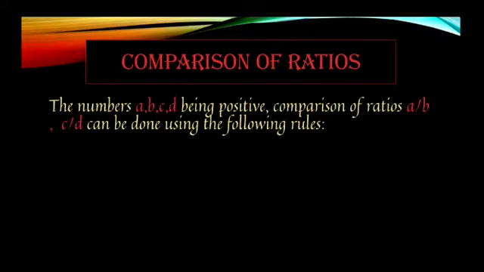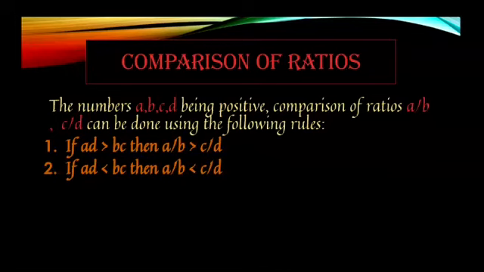The numbers A, B, C, D being positive, comparison of ratios A by B and C by D can be done using the following rules. Rule number 1: if AD is greater than BC, then A by B is greater than C by D. Second rule: if AD is smaller than BC, then A by B is smaller than C by D. And lastly, if AD is equal to BC, then A by B is equal to C by D.